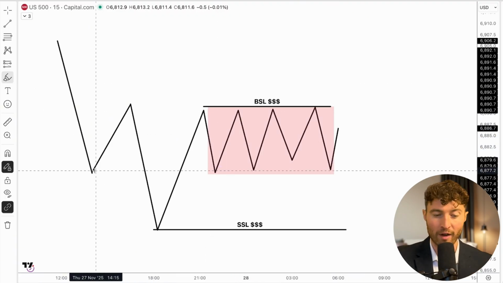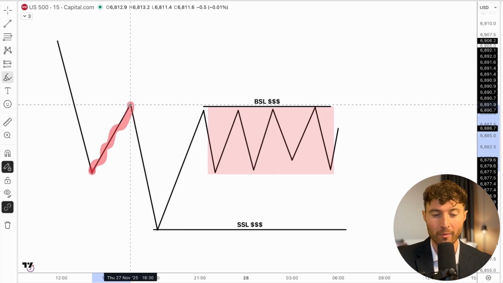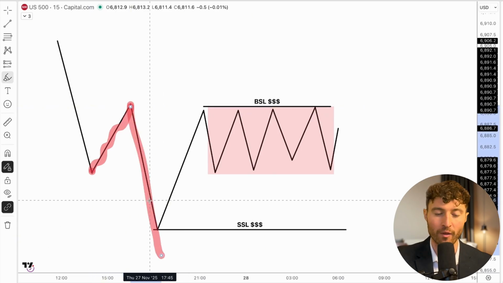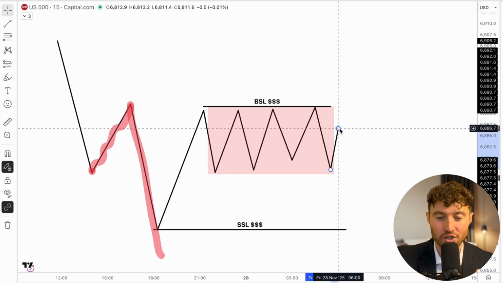And so what do we have? Well, we have a low in the market, followed by a pullback, followed by a lower high, followed by a lower low in the market. So we have a clear downtrending market. And this is where institutions engineer liquidity.